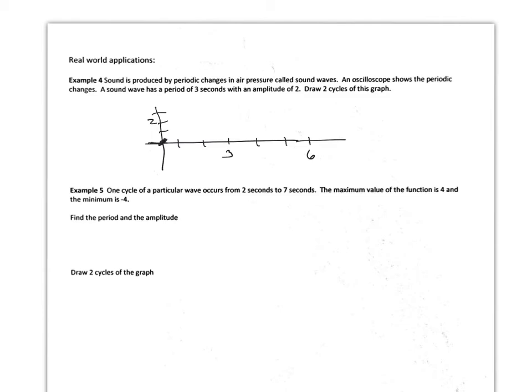So I know that at 3 seconds it's going to be back down, and at 6 seconds it's going to be back down. Exactly halfway, at 1.5, it should be at its maximum. I don't really know much else about this pattern, except to just go high, low, high, low.